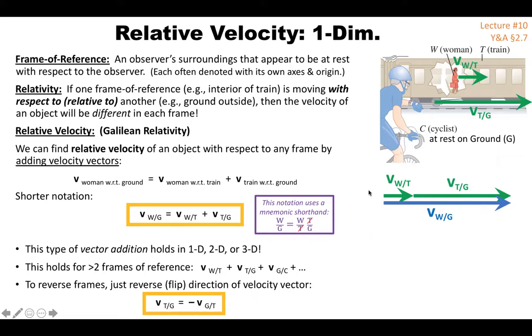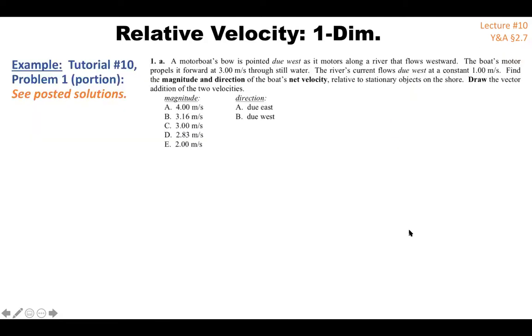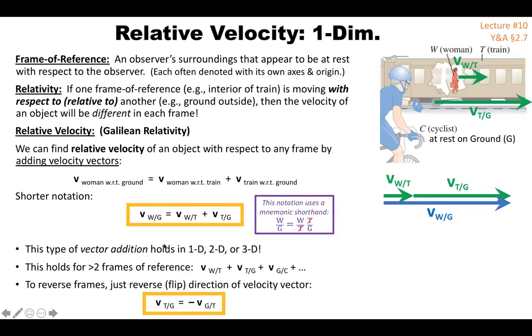We're going to start with one-dimensional examples where the motion of the woman and the motion of the train are both along the same axis. They might be in the same direction or in exactly opposite directions, but everything is along the same single axis. So that would be a one-dimensional problem. However, I want to emphasize that this simple Galilean relativity vector addition also applies to two or three dimensions as well. So we'll do two-dimensional examples next.